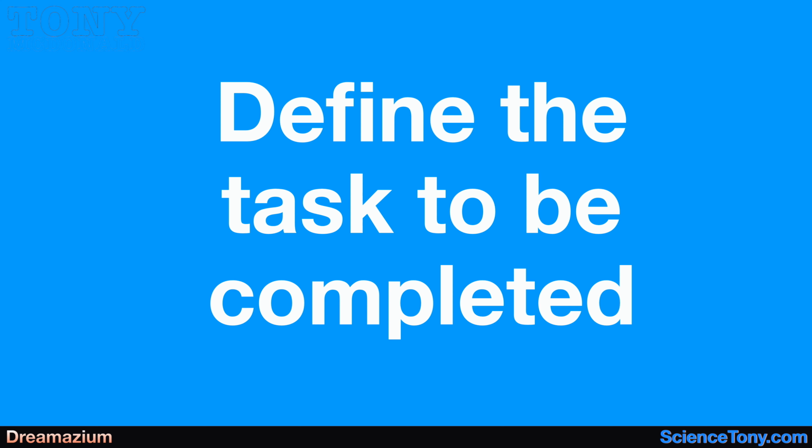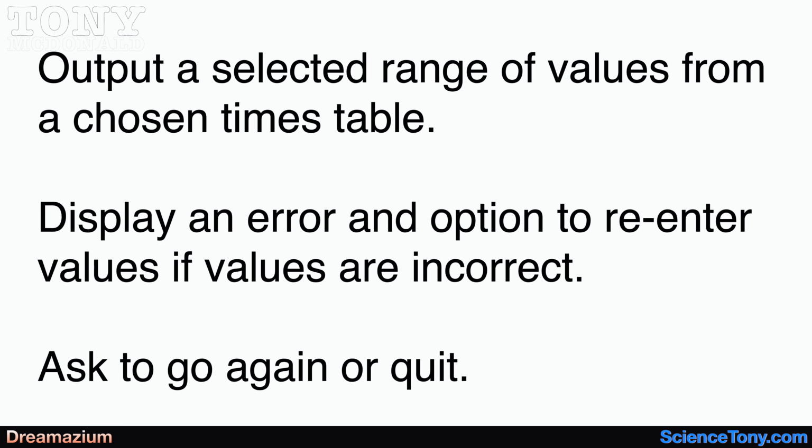We need to be able to define the task to be completed. This should be done sufficiently so that we have all of the parts of the task and we know what we're doing. It doesn't need to be exact, but it does need to be sufficient. The example that I have here is to output a selected range of values from a chosen set of times table. Display an error and option to re-enter values if values are incorrect. Ask to go again or to quit.